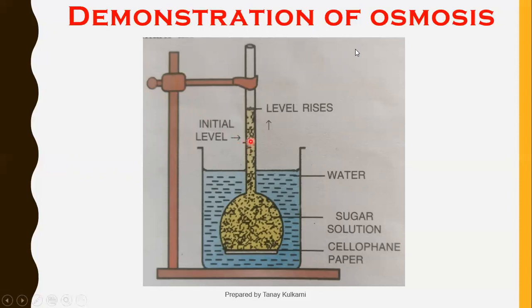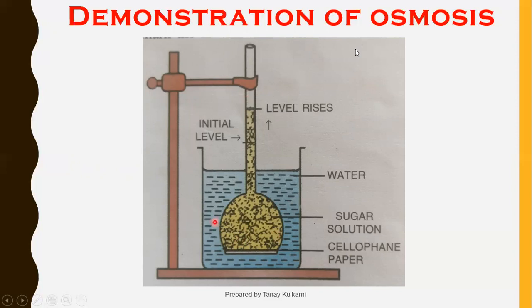Later on, we have to mark the initial level of the sugar solution on the stem of the thistle funnel, and after a few hours, we can observe that the level of the sugar solution will increase. Now, what is the reason behind the increase in the sugar solution level? Number one, the cellophane paper acts as a semi-permeable membrane which allows water molecules to move inside and does not allow sugar molecules to come outside, right?